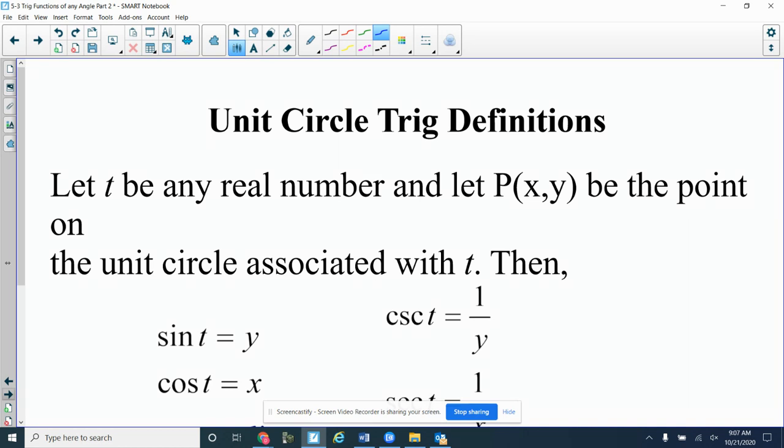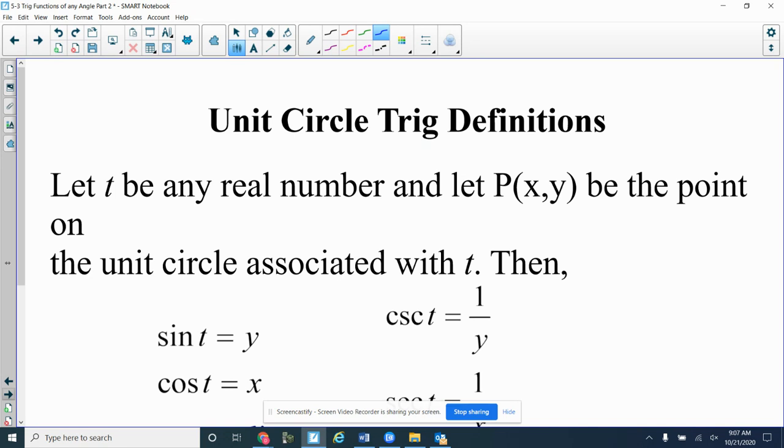So the unit circle is used to define these values. Remember we talked about the sine of an angle being the y value over the r value. Well, the r value for a unit circle is 1.